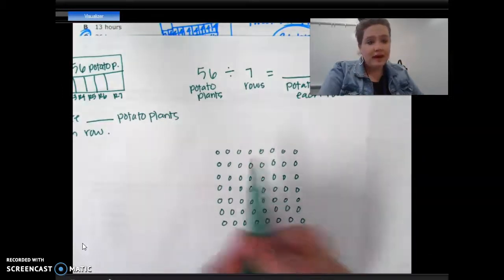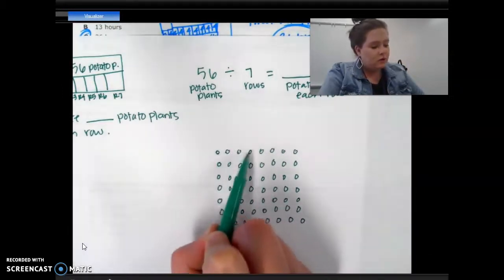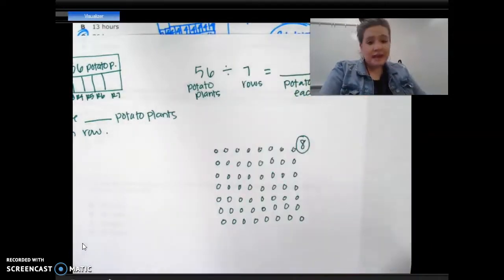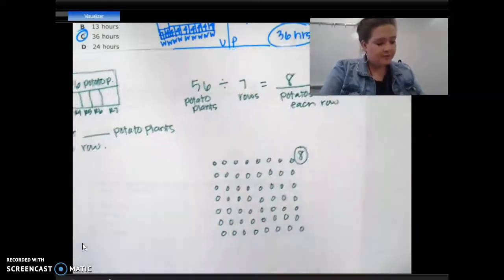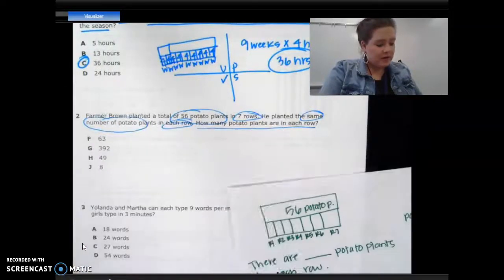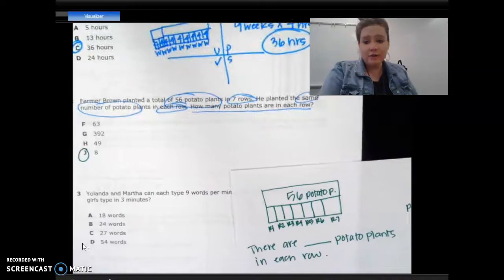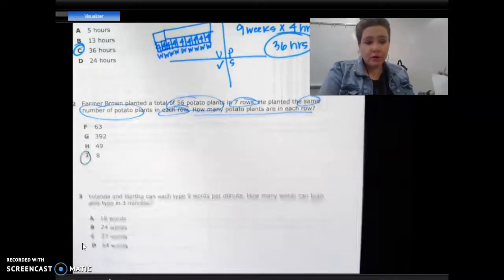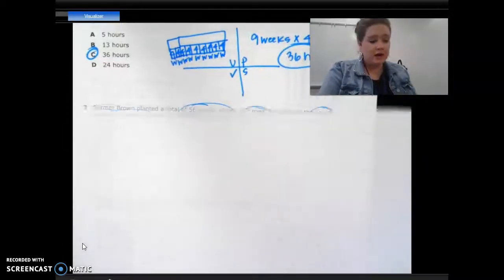Now, how many do we have in each row? 1, 2, 3, 4, 5, 6, 7, 8. There's 8 potatoes in each row, all right? And then you would have checked your problem. And the correct answer here was letter J, okay? I'm going to do one more problem for you guys, and then I'm going to give you a little bit of a brain break.